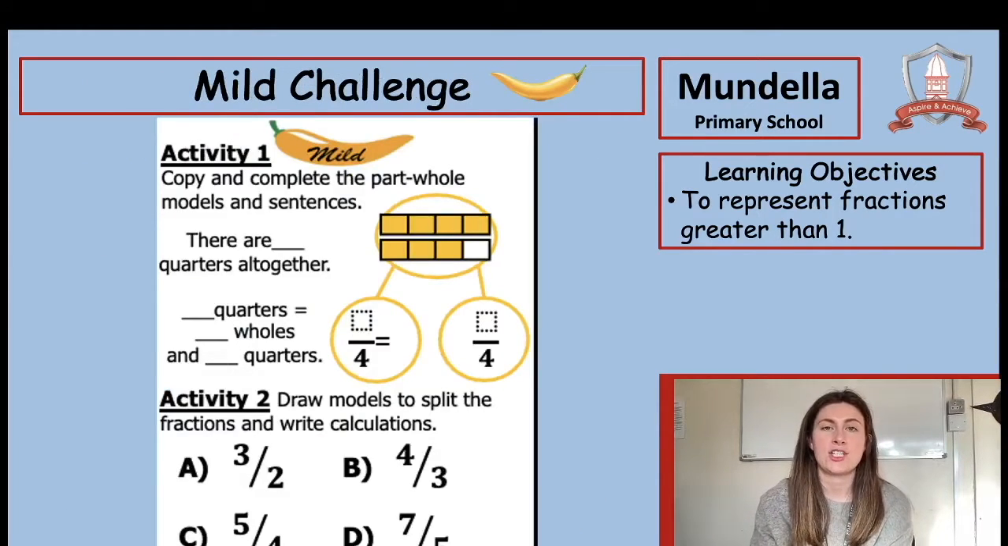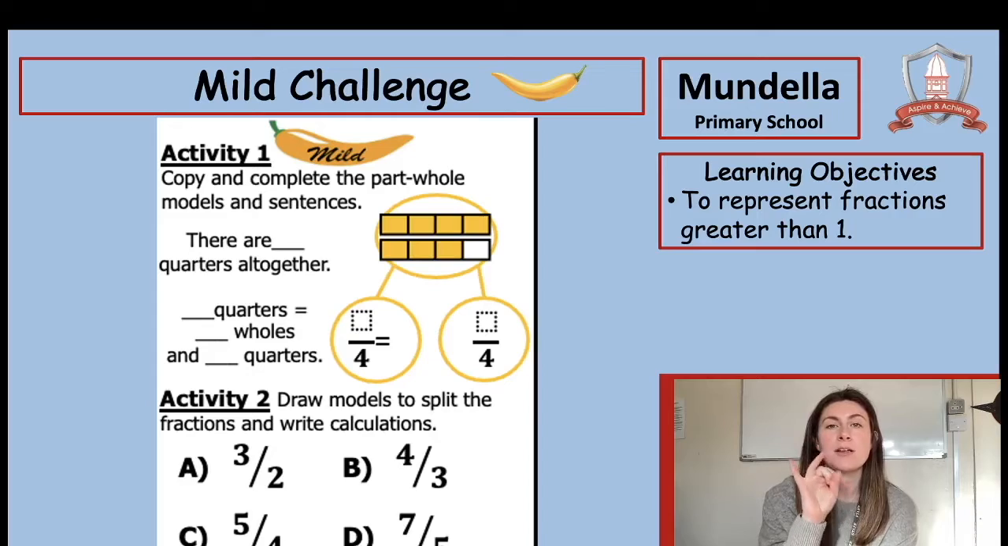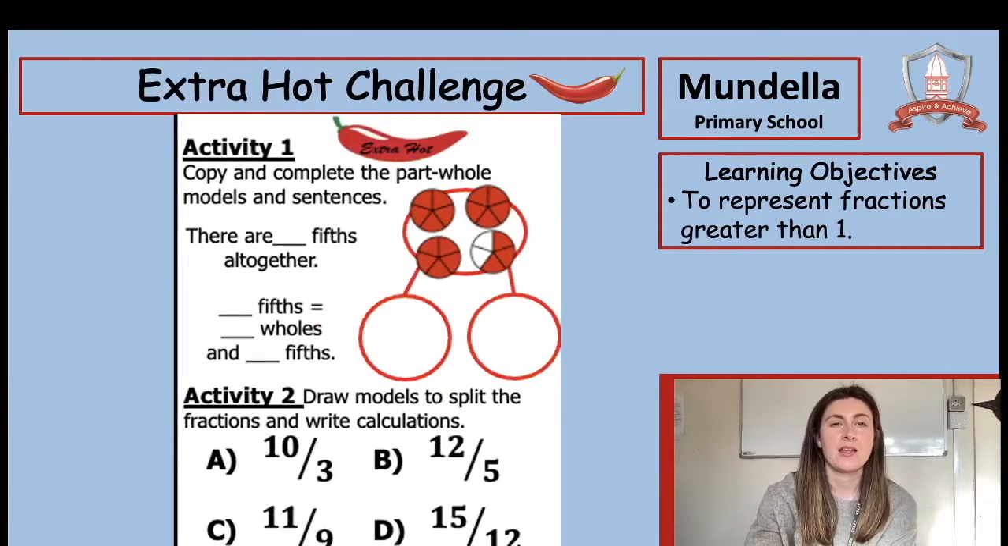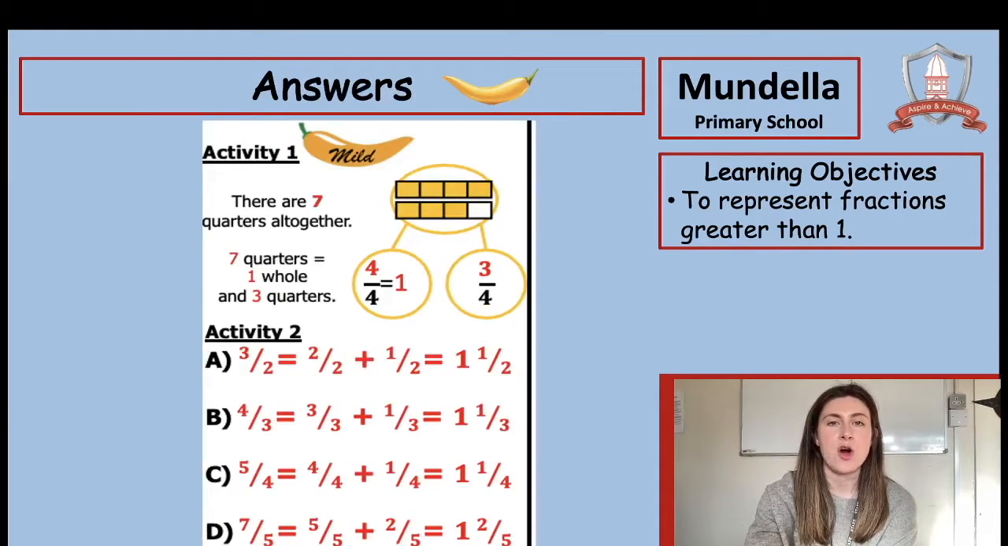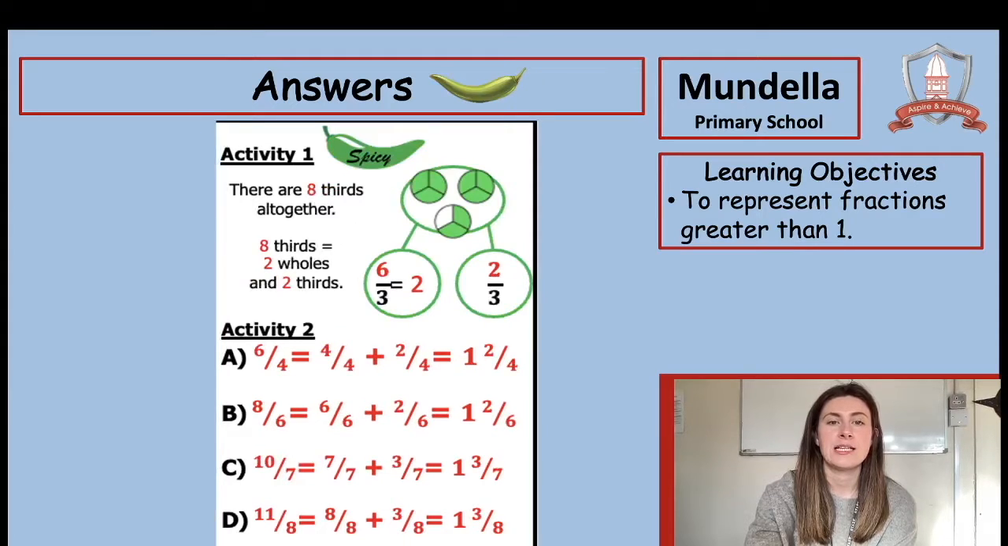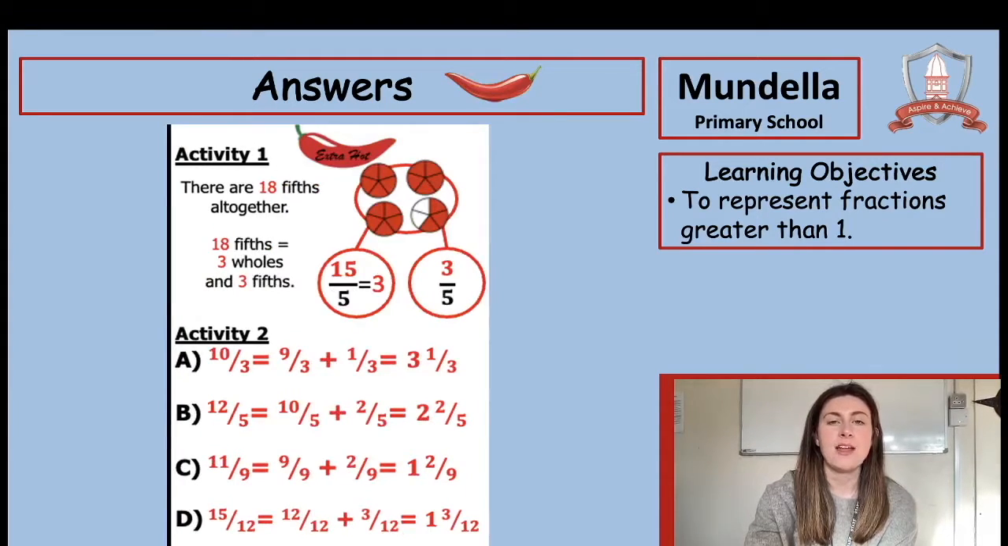Here are your challenges. So I want you to choose a mild, spicy or extra hot challenge, and then press play when you're ready to continue. Mild challenge, spicy or extra hot. Press play when you're ready to mark your work. Okay, here are your answers for mild, for spicy, for extra hot.